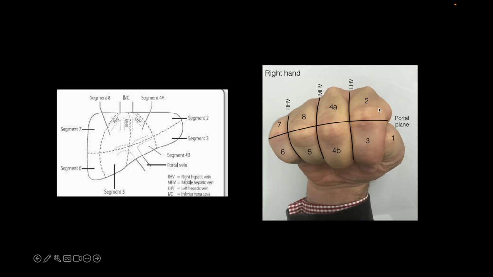And so you get 2, 3, 4B, 5, 6, 7, 8, 4A. 4A is above 4B is the way to remember it. And then 2 is the most lateral, superior lateral, and 6 is the most superior medial, inferior lateral.